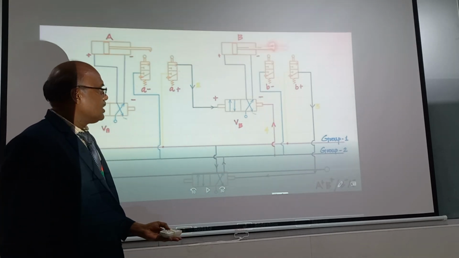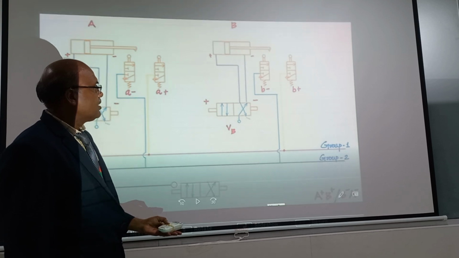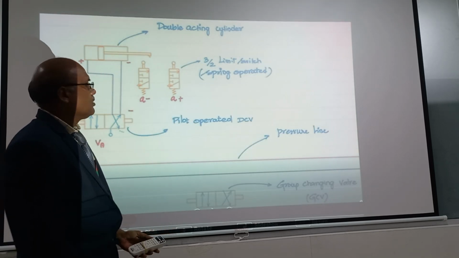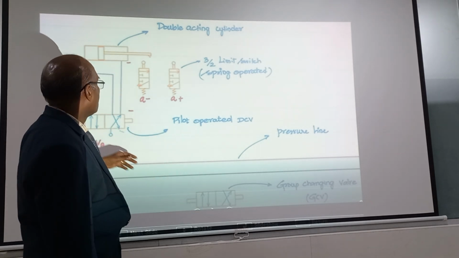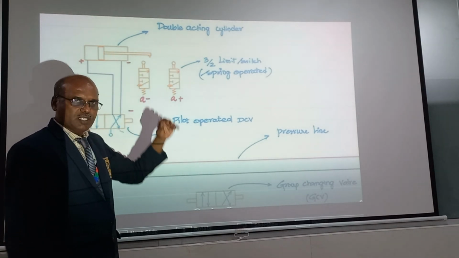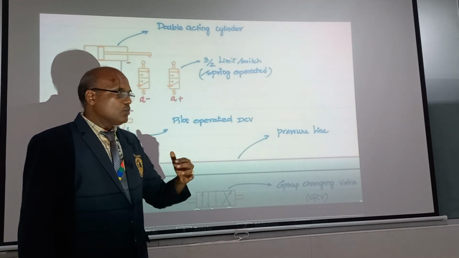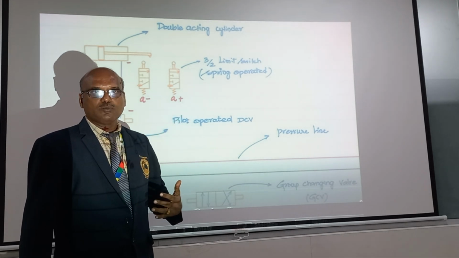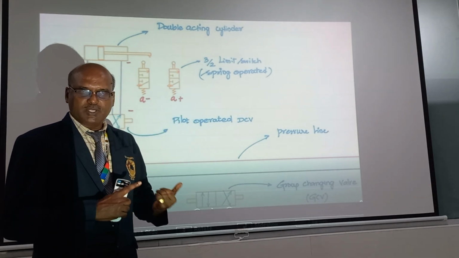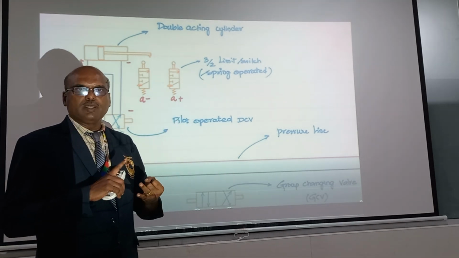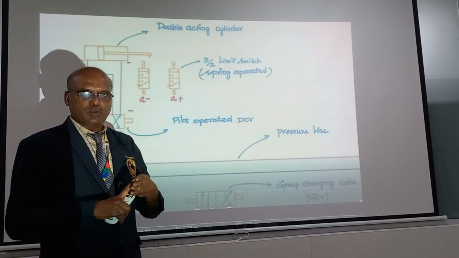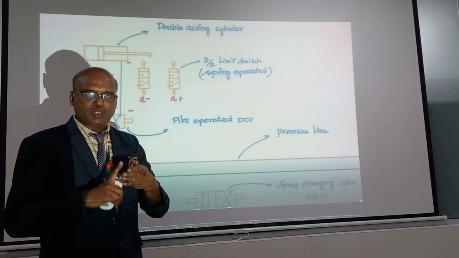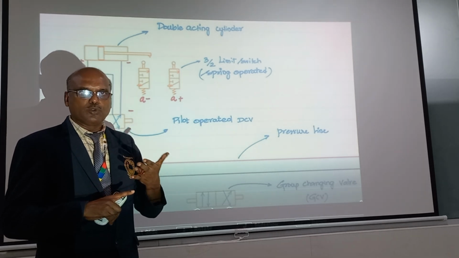Okay. So now we will recap what I have given already. I will quickly refresh. In the cascade method, you have to follow some set of rules. How many pressure lines required? How many DC valves required? How many limit switches required? How many group changing valves required? Those are the 4 things you have to remember. Before that, you have to form the group.